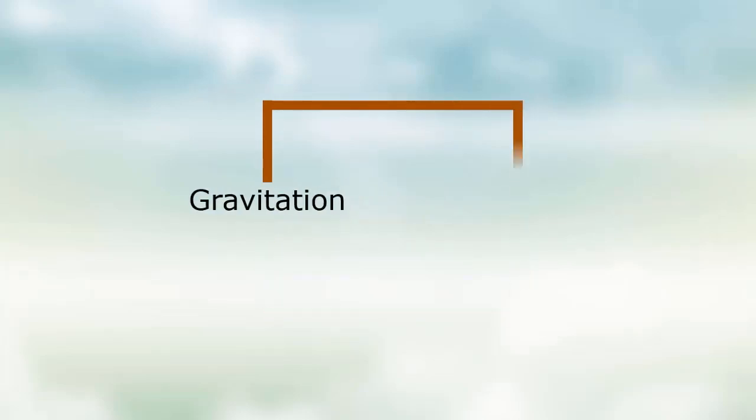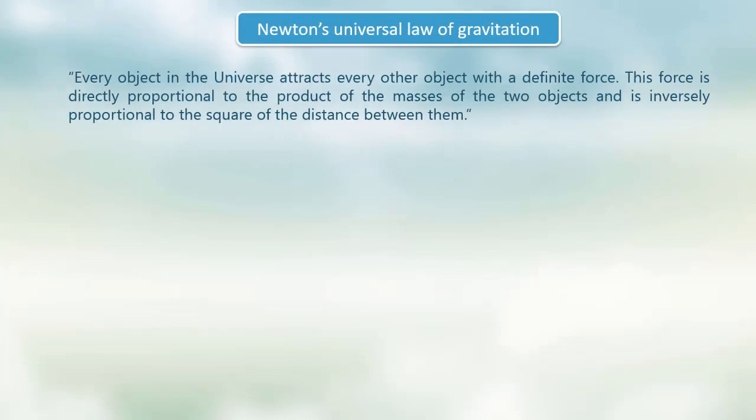Gravitation. Newton's universal law of gravitation. Every object in the universe attracts every other object with a definite force. This force is directly proportional to the product of the masses of the two objects and inversely proportional to the square of the distance between them.